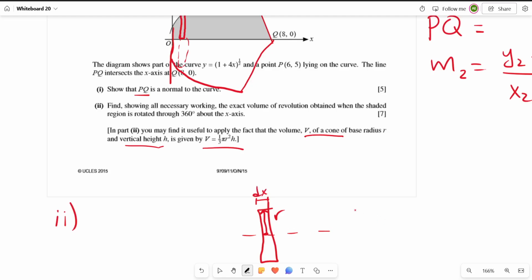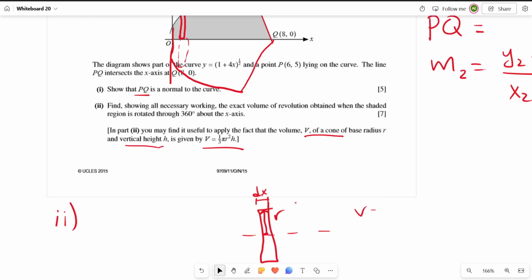So the volume is going to be basically the volume of a disk. This disk is similar to a cylinder, so it's going to be pi r squared times dx. Okay, so that is going to be the volume, and when I integrate it through the whole x length, I'm going to find the addition of all the small disks, and that's going to give me the volume of the whole shape.